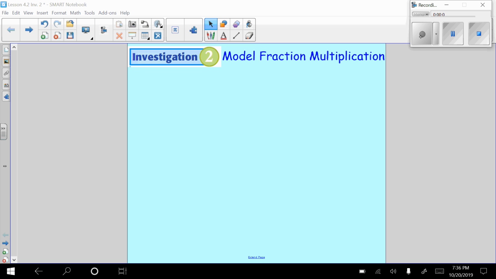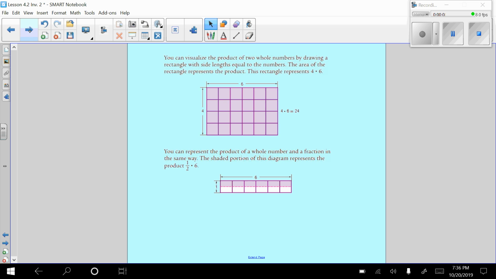Start 4.2.2. We're going to use modeling to show how to multiply fractions. When you visualize the product of two whole numbers by drawing a rectangle with side lengths equal to a number, the area of the rectangle is represented by length times width, or 4 times 6 in this case. We can also use that to represent fractions.